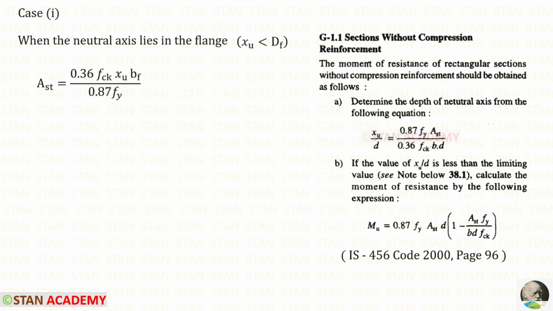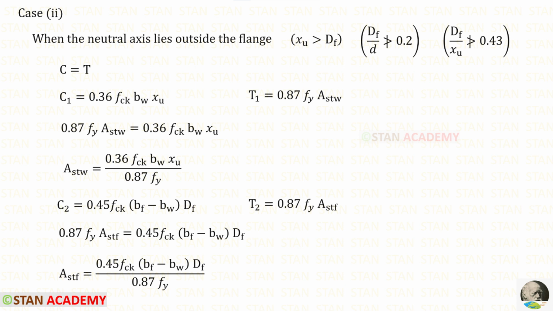Now let us see how to find the area of the tension reinforcement for the different cases. When the neutral axis lies in the flange, using this equation we can find the area. Instead of B, here it should be BF. Now let us see the second case.